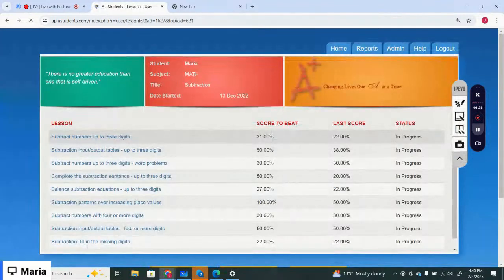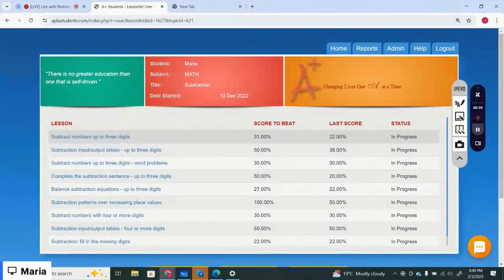So we were working on grade 3 math. The chapter we were working on is subtraction. The lessons we have covered today are subtract numbers up to 3 digits, subtract input-output tables up to 3 digits, complete the subtraction sentences up to 3 digits, and balance subtraction equations up to 3 digits. So please make sure before the next session you complete all the practice questions for the lessons we just did. That is your homework until the next session.